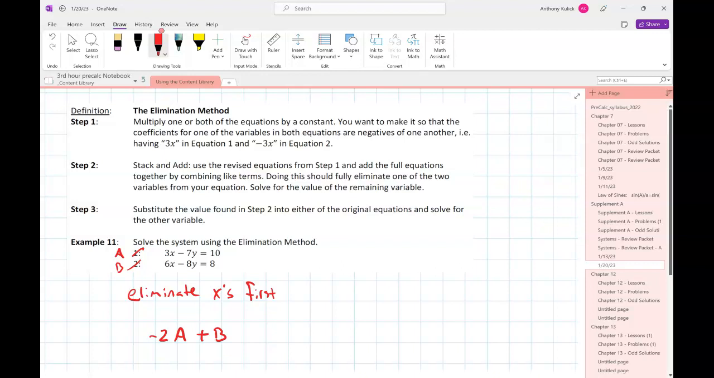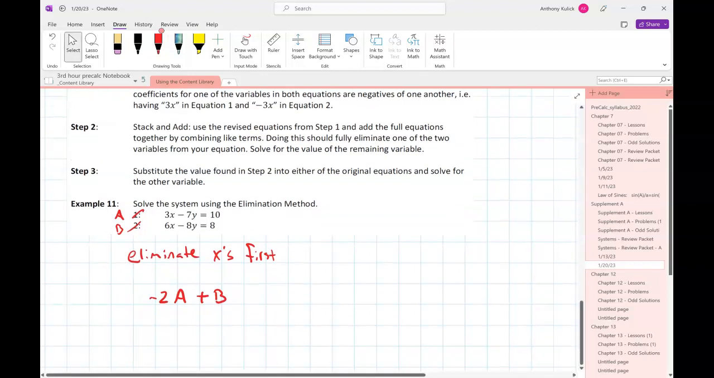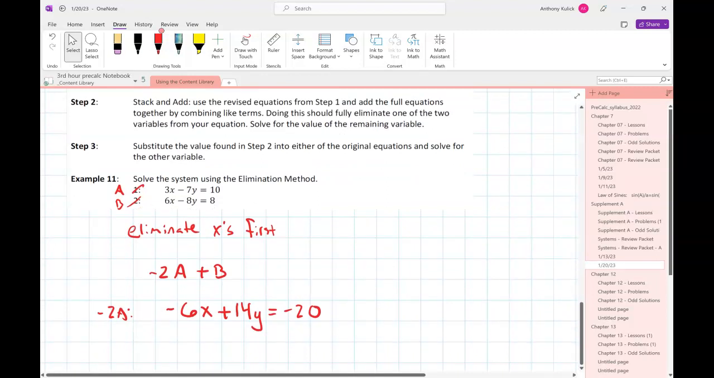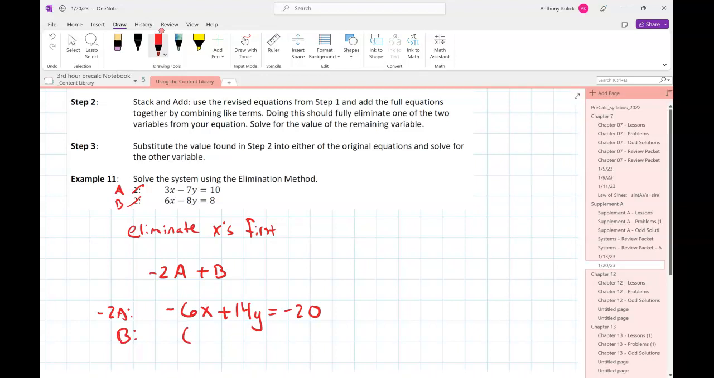Everybody's okay with my notation of what I'm about to do? So -2 times A is -6x plus 14y equals -20. I've just multiplied everything in the equation by -2. B is staying the same, so I have 6x minus 8y is equal to 8.